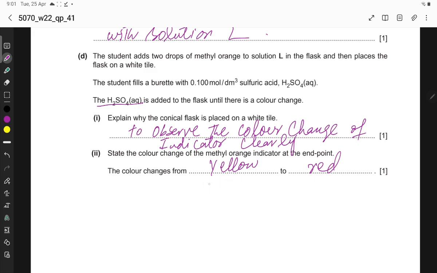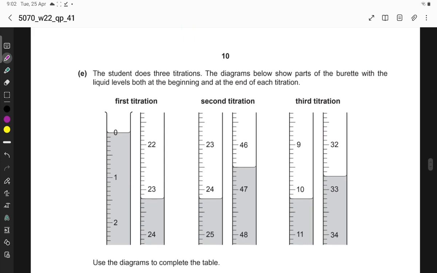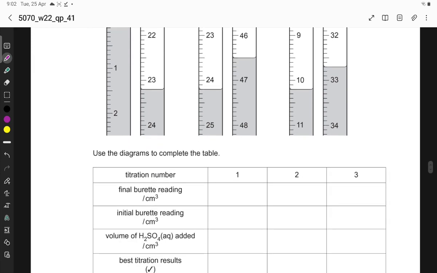So that is the color change from flask to burette liquid. So the color change will be yellow to red, because the color of methyl orange in sodium hydroxide is yellow, and in sulfuric acid it is red. Now fill the tables.